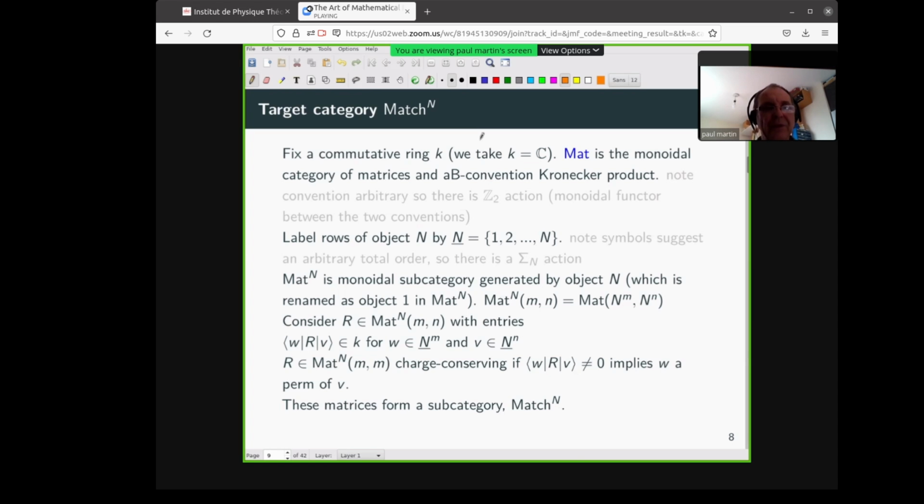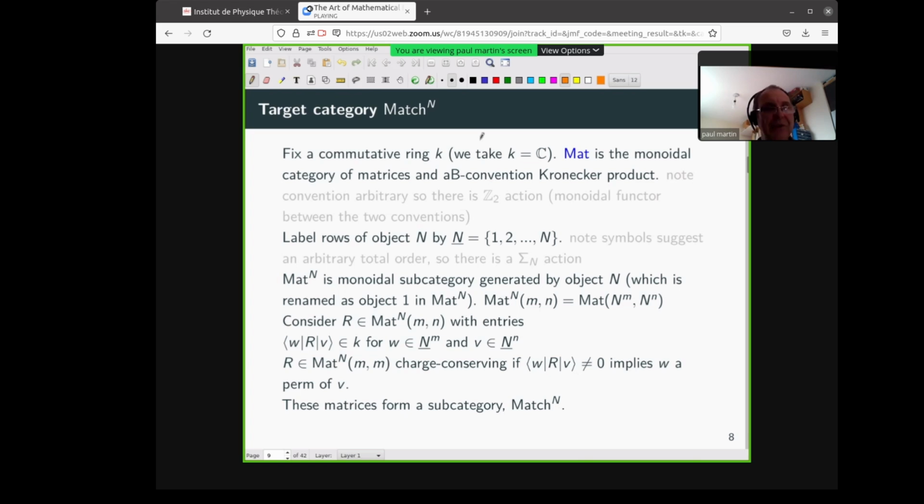are 2 standard conventions for the Kronecker product in popular use, and therefore there's a Z2 action flipping between those conventions. The conventions aren't important, but that Z2 action, which is a monoidal functor between the categories built by the 2 conventions, is a symmetry of our solution space, so I can use that.